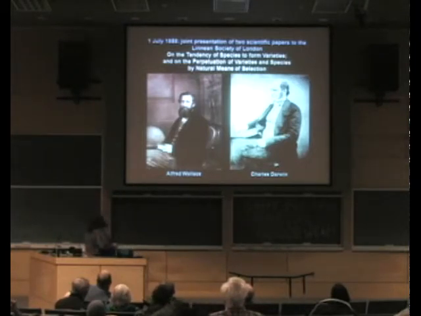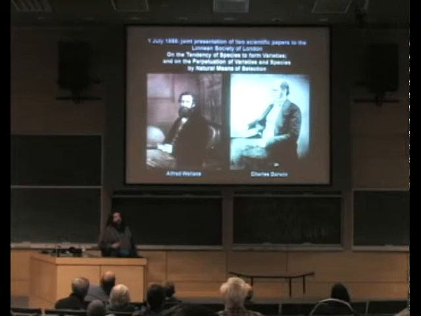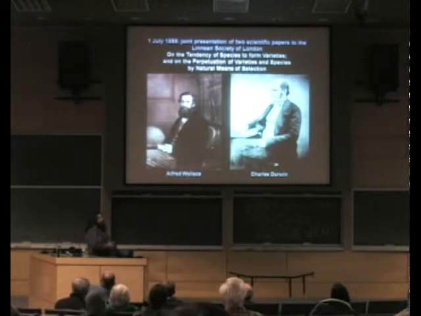So there was a joint reading of papers to the Linnean Society in London, July 1st, 1858, on the tendency of species to form varieties and the perpetuation of varieties and species by means of natural selection. So that was the real genesis of getting evolution out there to the public. Of course, it wasn't recognized at all.